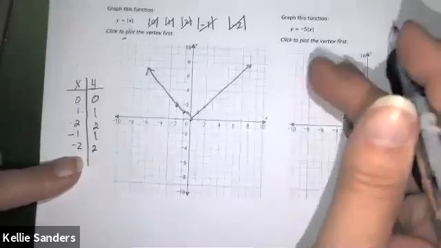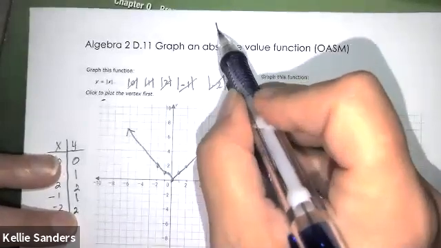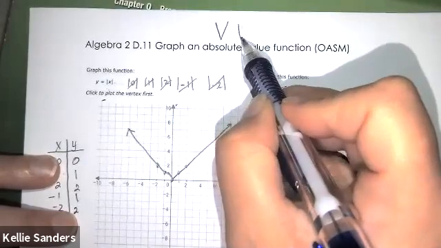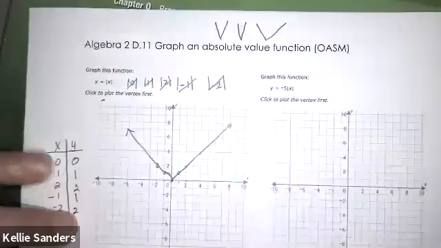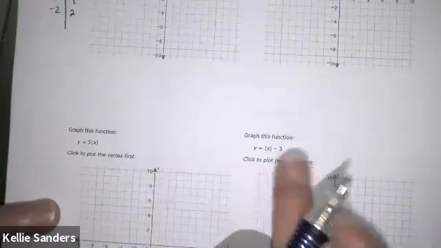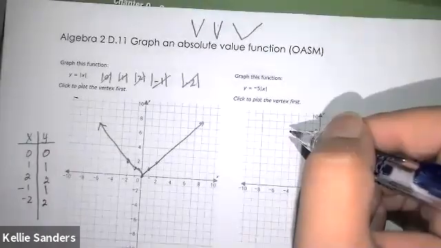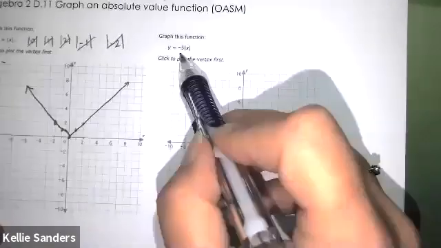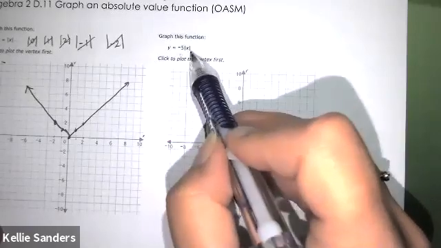Okay, so here's the thing. The absolute value is always going to be V-shaped. Now it could be a skinny V, or it can be a fat V, just depending on what's going on with all of the numbers. But that's what an absolute value function is. It's a V shape. So on this one, the negative 5 is on the outside. That is very, very, very important.